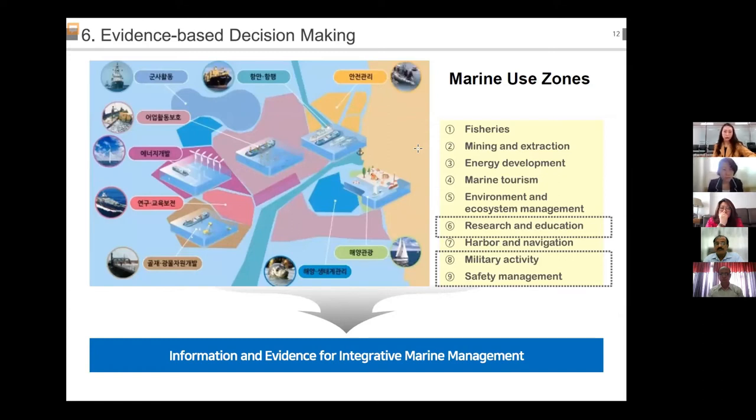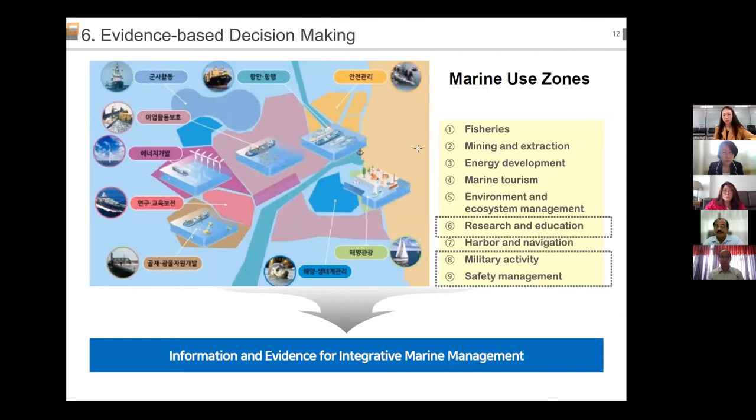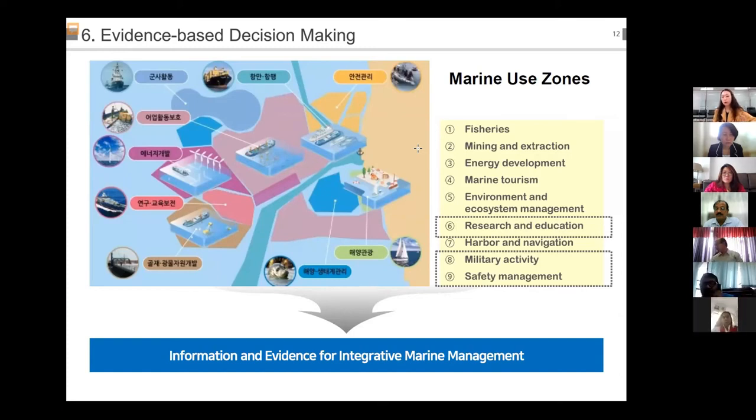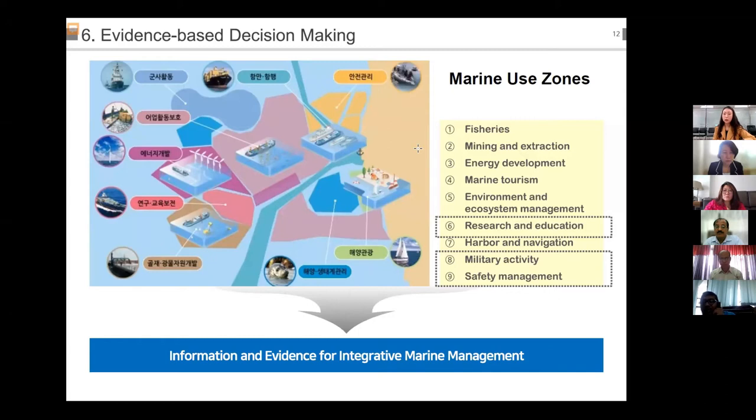So in order to have evidence-based decision making, it is very important to have the proper concept or operation method for marine spatial management. So here you can see that we have adopted this concept of marine use zones. These zones are classified based on the purpose of the zone. First, for fisheries. Second, marine extraction. Third, energy development, marine tourism, environmental and ecosystem management, research and education, harbor and navigation, military activity, and lastly, safety management.